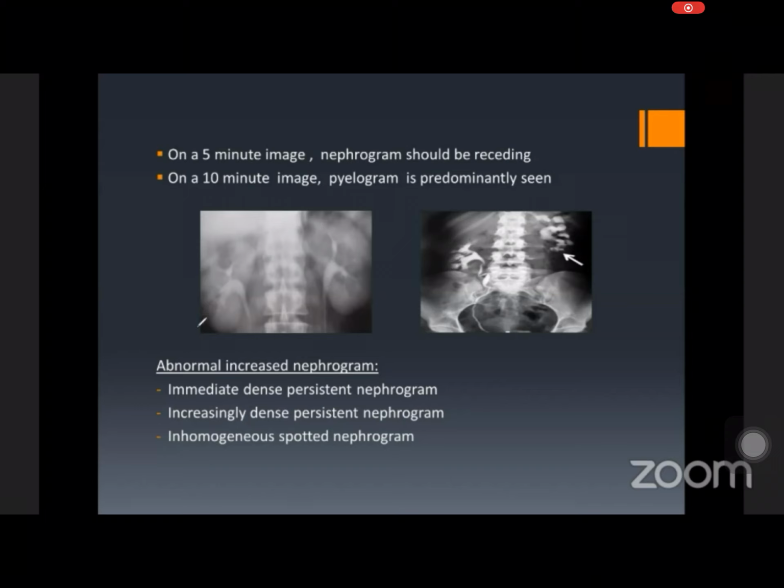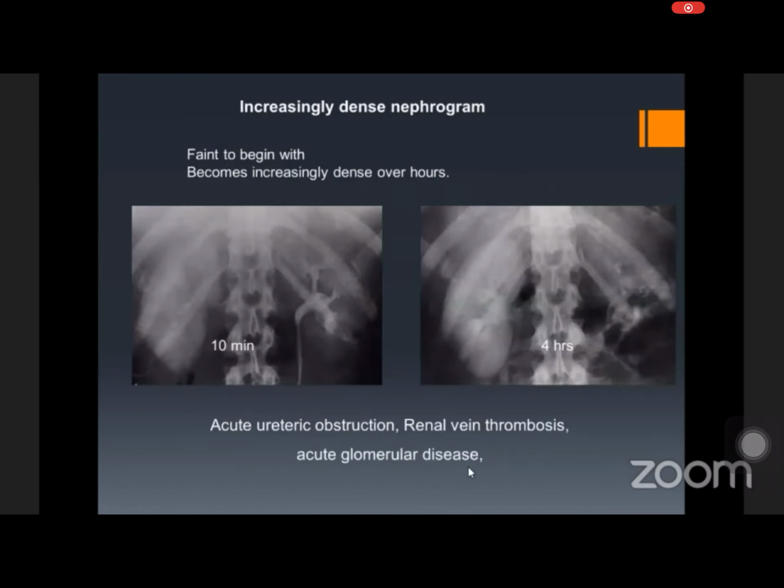So some causes of abnormal increased nephrogram can be classified into immediate dense persistent nephrogram, increasingly dense persistent nephrogram, or an inhomogeneous spotted nephrogram. Coming to increasingly dense nephrogram, the nephrogram is initially faint. On a 10-minute image, what we see is that the right-sided nephrogram is seen.